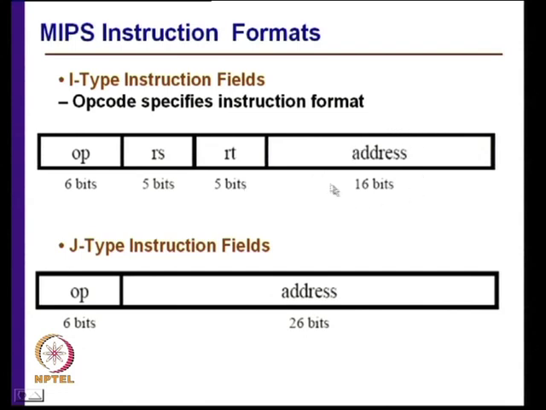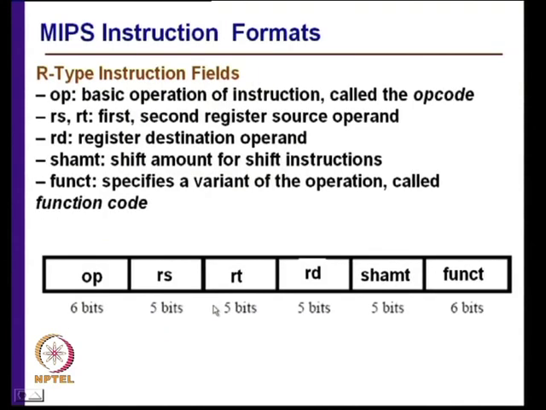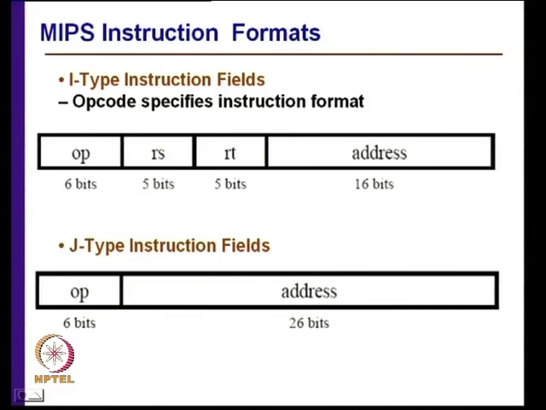Then this will represent some memory address and we shall see how different addressing modes are implemented with the help of this. I shall come to this again. So, how this instruction format is used to generate a memory address with the help of this 16 bit. Then there is a J type instruction field in which you have got 6 bit opcode followed by 26 bit address. So, it has got only 3 types of instruction formats, but all of them are of 32 bit, R type, I type and J type.